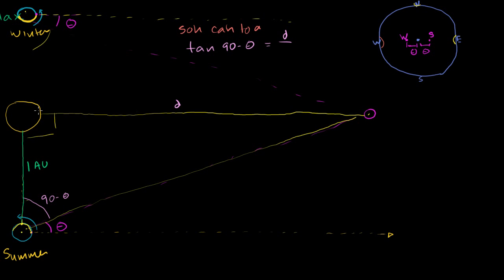But the distance from the sun to the star divided by the adjacent side, divided by 1 astronomical unit. And I'm assuming everything is in astronomical units. So you can multiply both sides by 1, and you'll get the distance in astronomical units. The distance is equal to the tangent of 90 minus theta. Not too bad. So let's actually figure out what a distance would be based on some actual measurements.